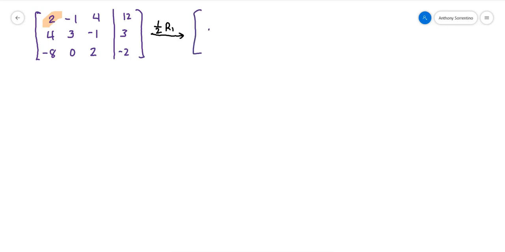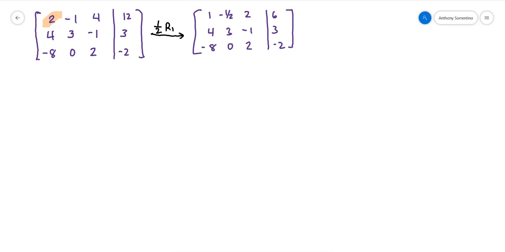Which means that row 2 and row 3 are left alone. Half of row 1, half of 2 is 1. Half of negative 1 is a negative 1 half. Half of 4 is 2. Half of 12 is 6. So that's what I've transformed this into.